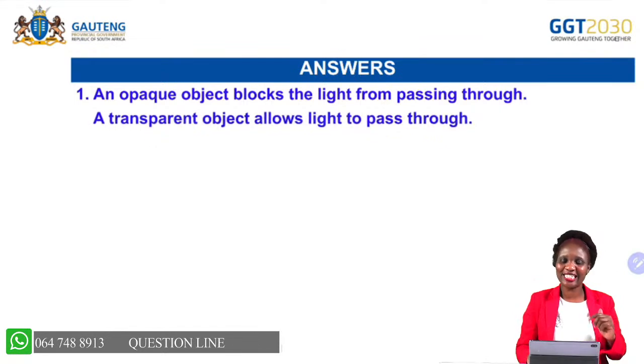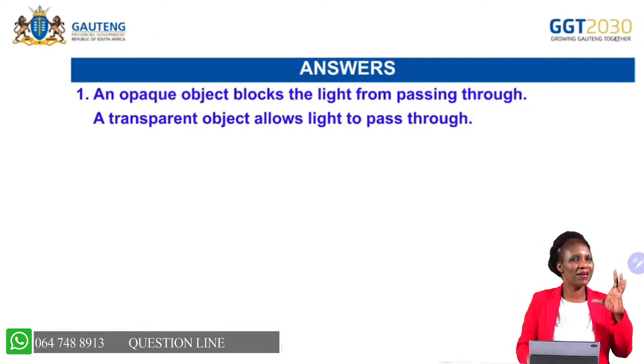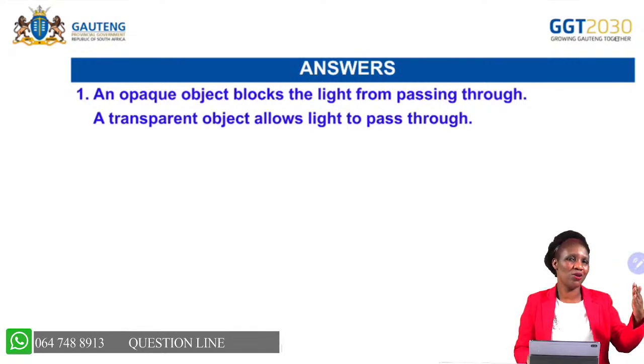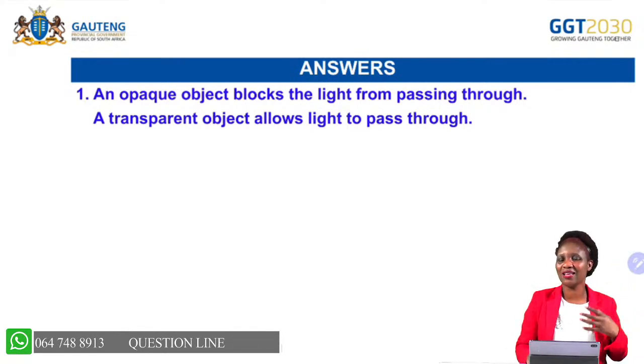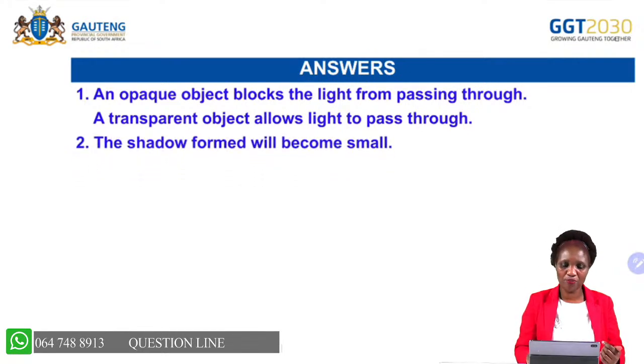And then a transparent object allows light to pass through. For example, a clear plastic, all right? A transparent window that will allow light to pass through, and then you can see images on the other side of the building that is transparent. And then the shadow formed will become small.